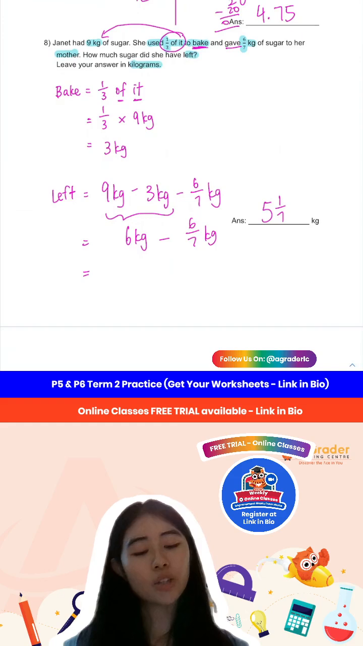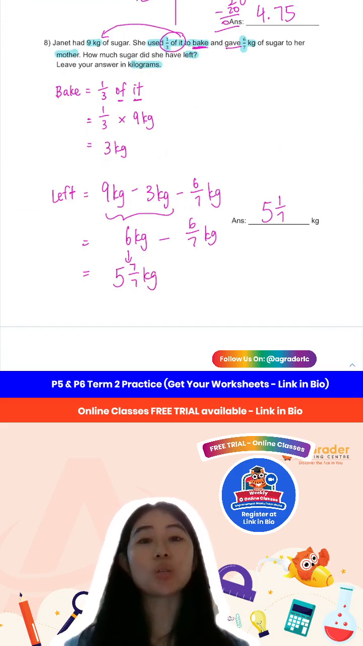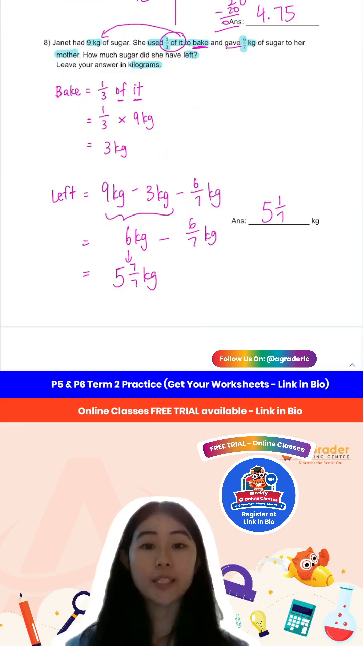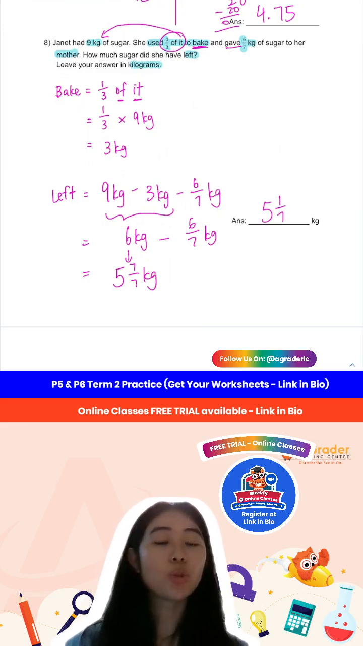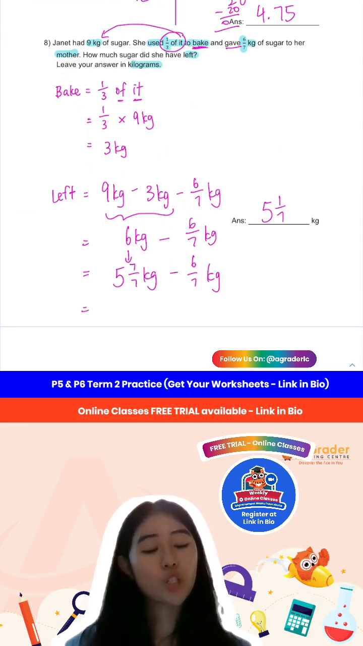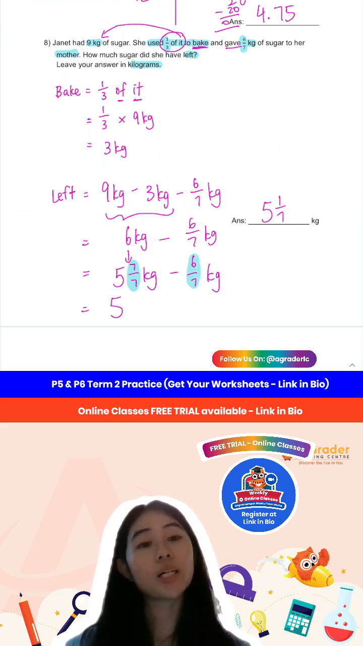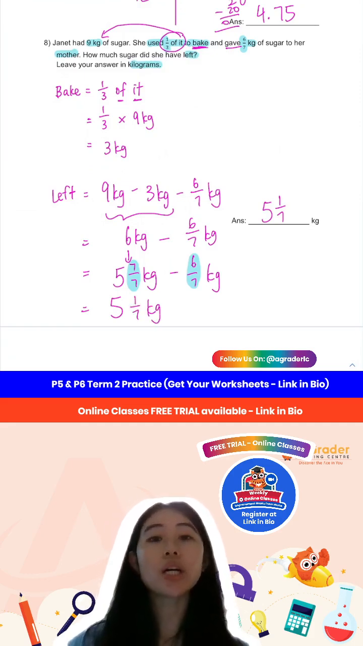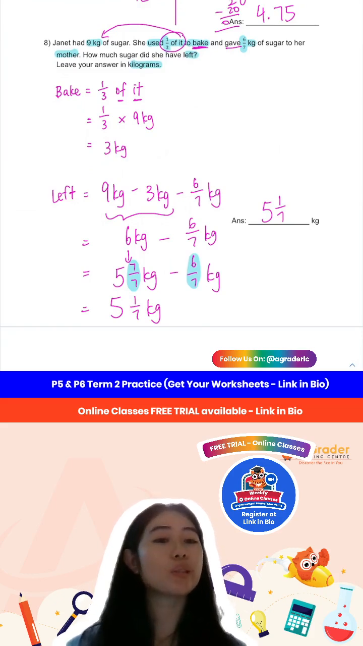So your 6 kg, you can change it into 5 whole 7 over 7 kg. So this process is called regrouping. Yeah. So you regroup the 6 kg into 5 whole 7 over 7 first. Then you minus. Okay, so Shasha, you just need to use the fraction minus the fraction. Then your whole number stays the same. Is that okay, Shasha? That's how you get the 5 1 over 7.